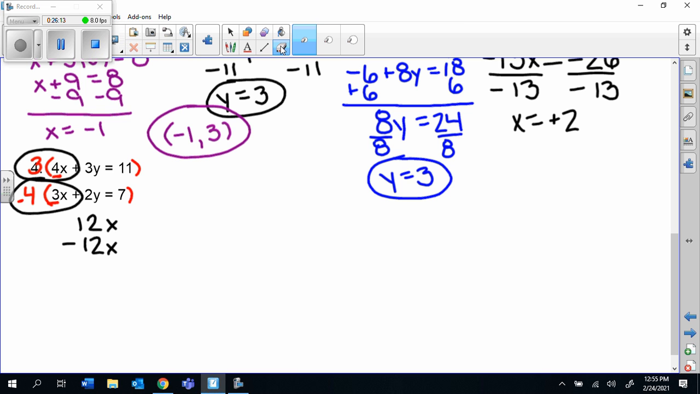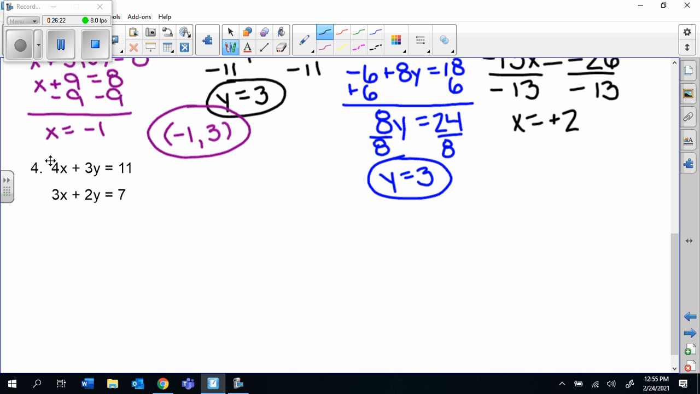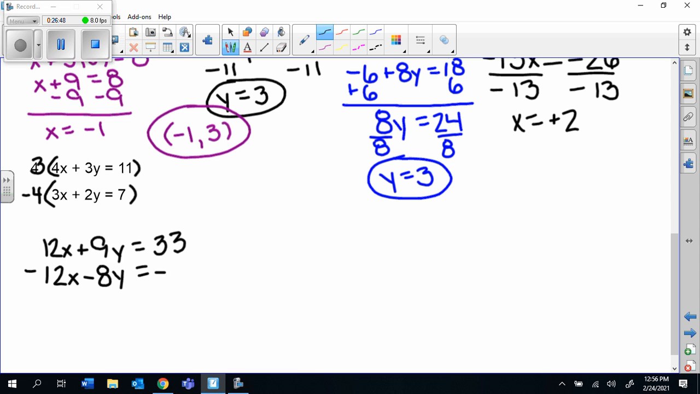So that's my strategy. It's going to take a little bit of paper to get this done, but that's the idea. And I don't think red is super helpful, so I'll do a positive 3 here and a negative 4 here. All right, so where am I going to write that? I'm just going to use all this space. So 12x plus 9y equals 33. Don't forget to do everybody. And then negative 12x minus 8y is negative 28. So multiply that through, and then you're all set to eliminate.